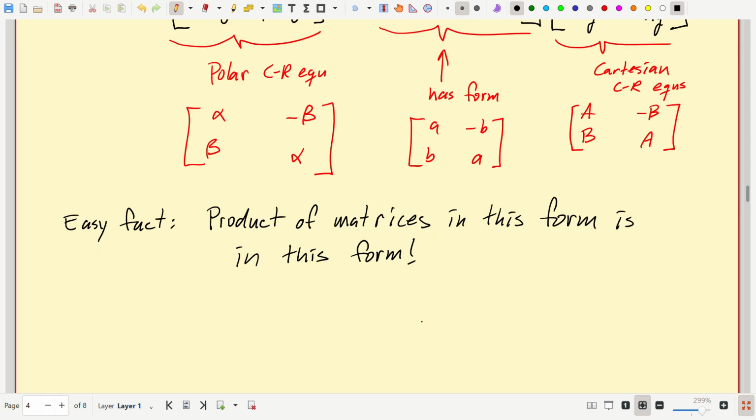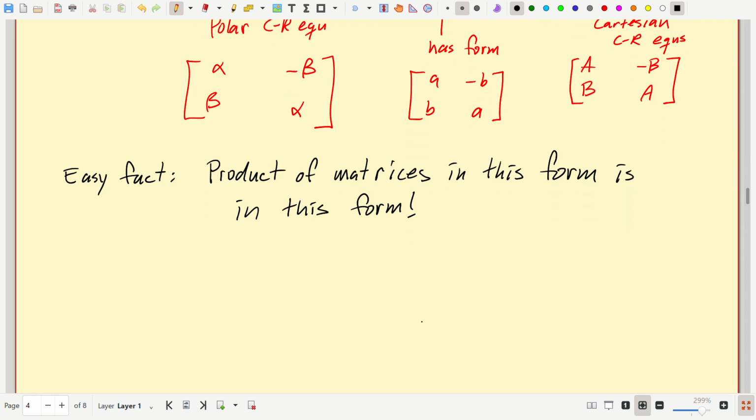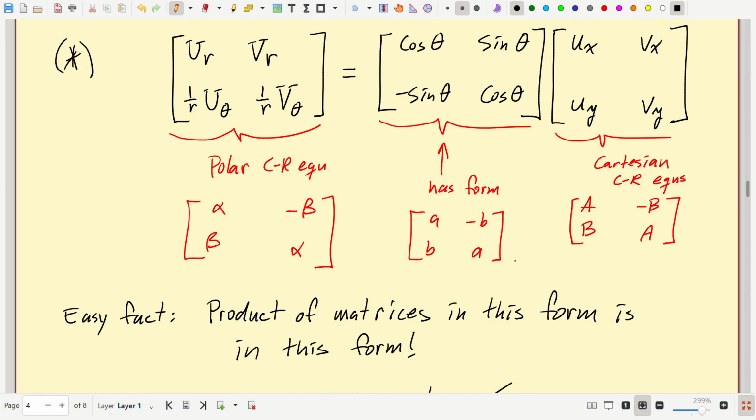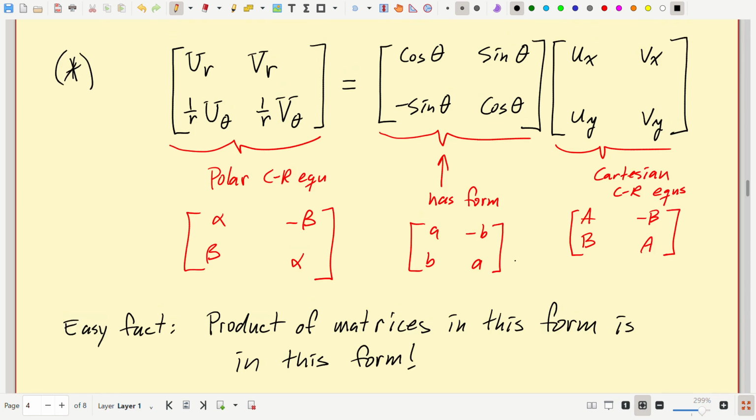Okay, so what does that mean? It means if we know the Cartesian, then we also know the polar. Cartesian Cauchy-Riemann equations imply the polar ones. And we want to go the other way too, an if and only if thing. So if I were going to go the other way, I'd multiply by the inverse of that theta matrix.